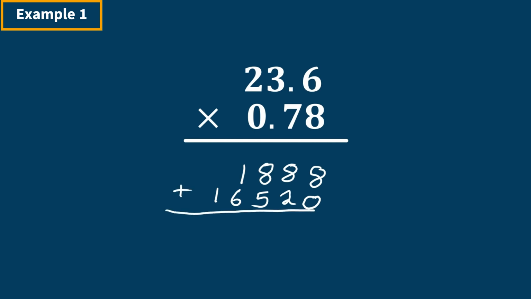Adding these numbers together, what we get is 8. The second column gives us 10. We put our 1 on top. 8 plus 1 is 9, plus 5 is 14. We put our 1 on top. Now we have 1 plus 1, which is 2, plus 6 is 8. And then we just have a 1 here.